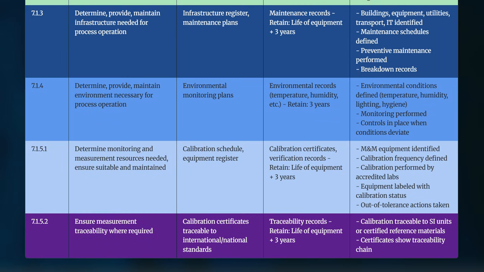Then in clause 7.1.4, it requires you to determine, provide, and maintain the environment necessary for process operations. The required documents: you need to have environmental monitoring plans, and environmental records, including temperature and humidity, etc., and retain those records for 3 years. During the audit, you need to present evidence of environmental conditions being defined, including temperature, humidity, lighting, and hygiene. You need to present evidence of monitoring being performed and controls in place when conditions deviate.